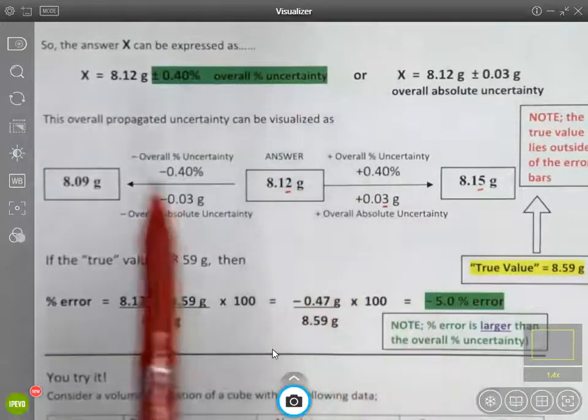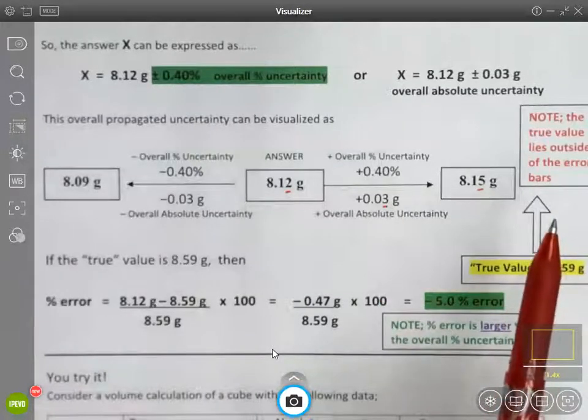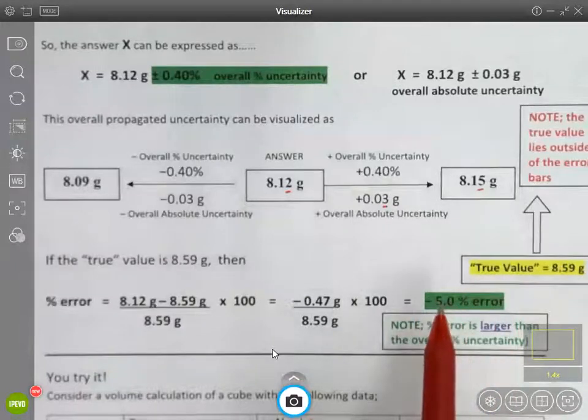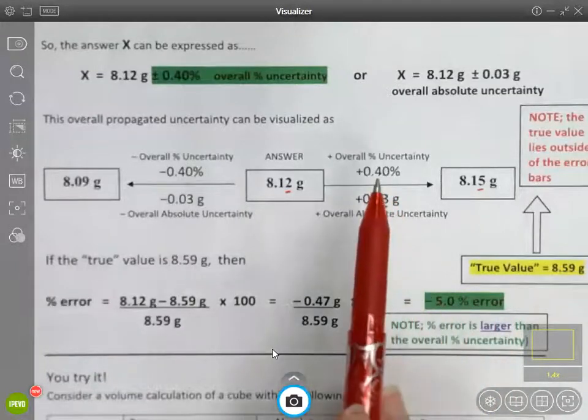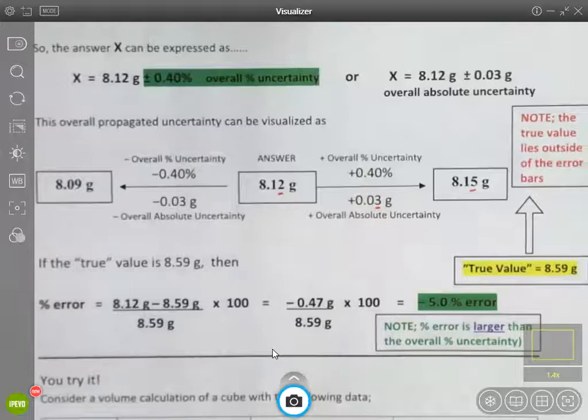And you can see here that our answer was too low. In fact, our range of uncertainty does not contain the true value. The true value is higher than anything in our range. And so in this case, our percent error is much greater than our percent uncertainty. And we'll use that when we start to talk about error analysis and conclusion writing later on with lab data.